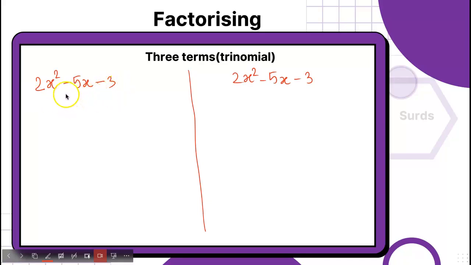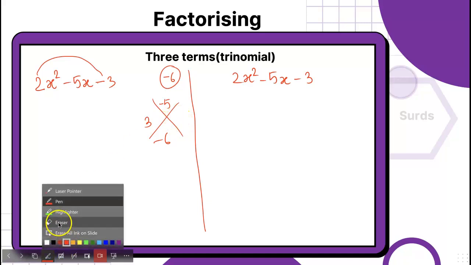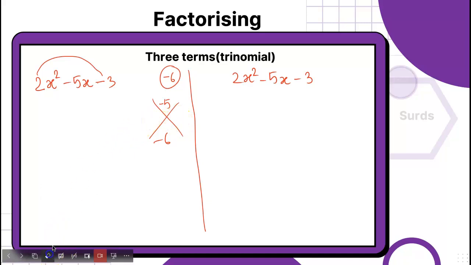So if we try focusing on this, 2 times minus 3 is minus 6. We multiply these two first. We need what multiplies to give you minus 6 and adds to give you minus 5. So both negative, that means bigger negative. So 3 and 2 won't make minus 5. We're going to be taking 6 and 1, and it will be minus 6. Minus 6 plus 1 is going to be minus 5.